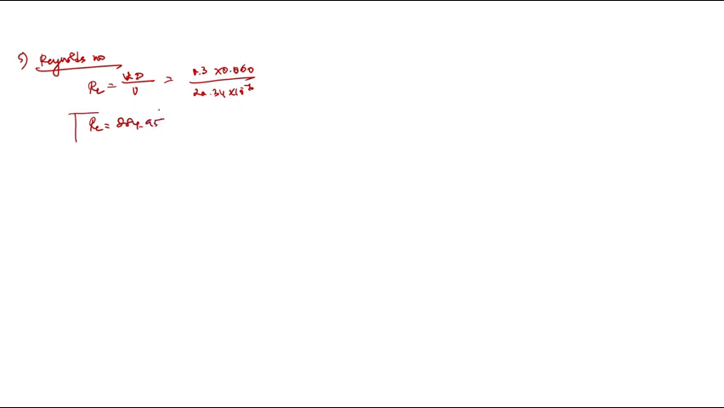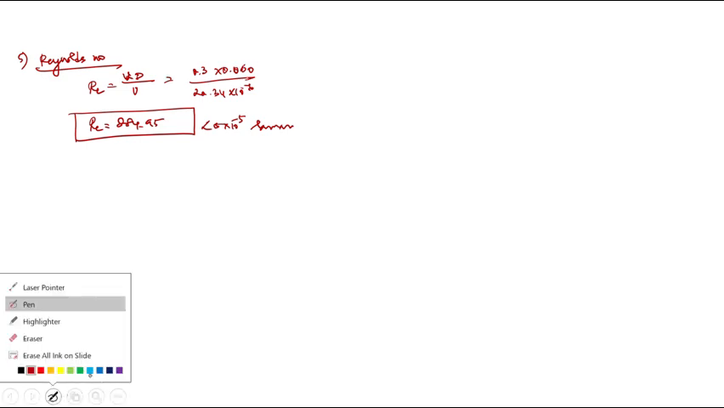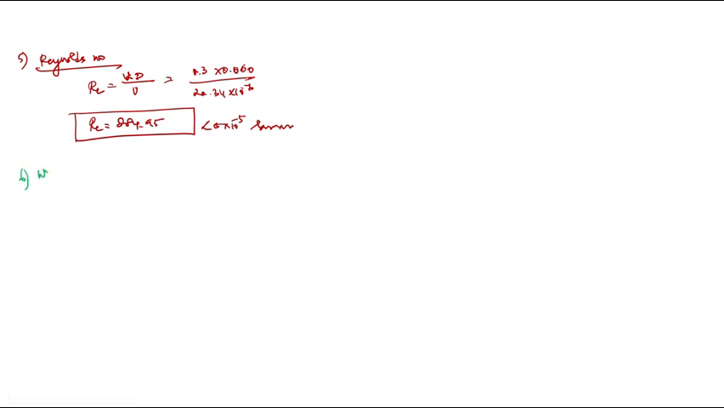884.95, which is less than 5 into 10 to the power of minus 5, so the flow is considered laminar. Then, the next, sixth step, is to find the Nusselt number. So for the Nusselt number, again we move to the data book.